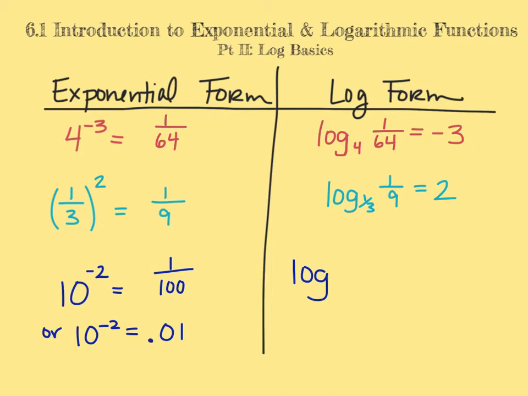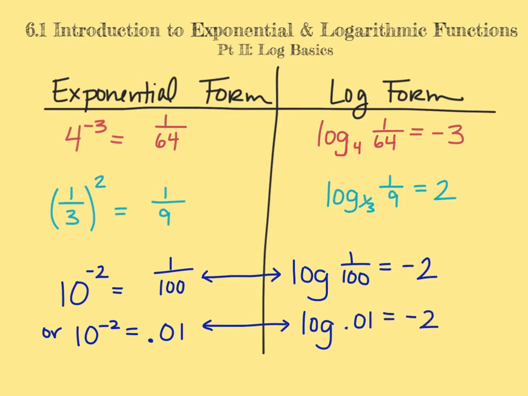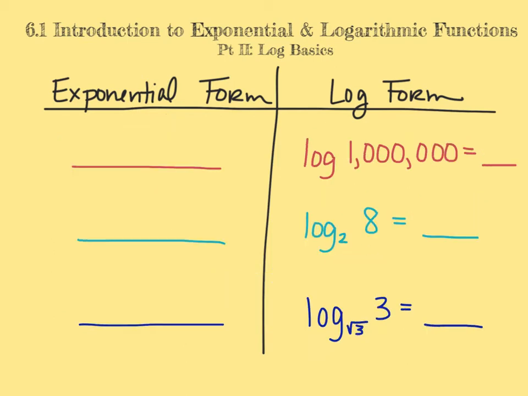So we'll have log base 10 of 1 over 100 equals the exponent, -2. That's writing this one in log form. Then we can simply write it with a decimal instead. Log base 10, which is assumed without writing a base, of 0.01 also equals -2. These two are equivalent. We're just writing 1/100th as a fraction and a decimal.